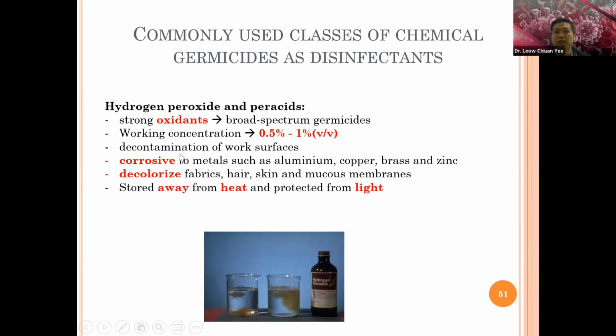It is a good decontamination agent. However, we need to be aware that, compared to chlorine, it is still corrosive, but not as corrosive. It is still considered corrosive against metals such as aluminum, copper, and zinc. It can also lead to decolorization of fabrics, and maybe irritation on our skin if a high concentration is used.